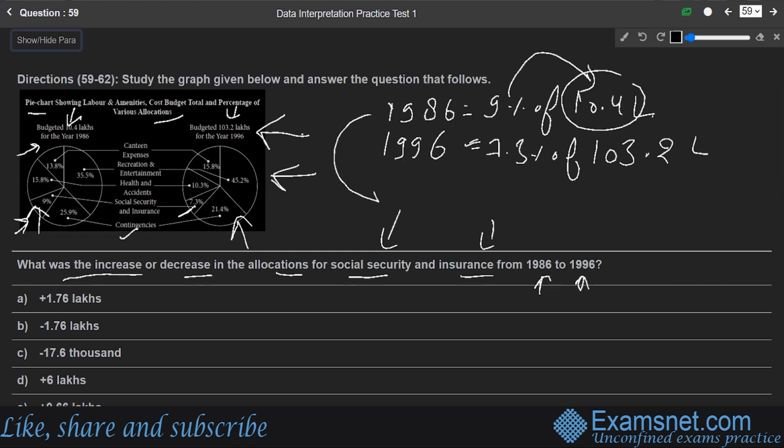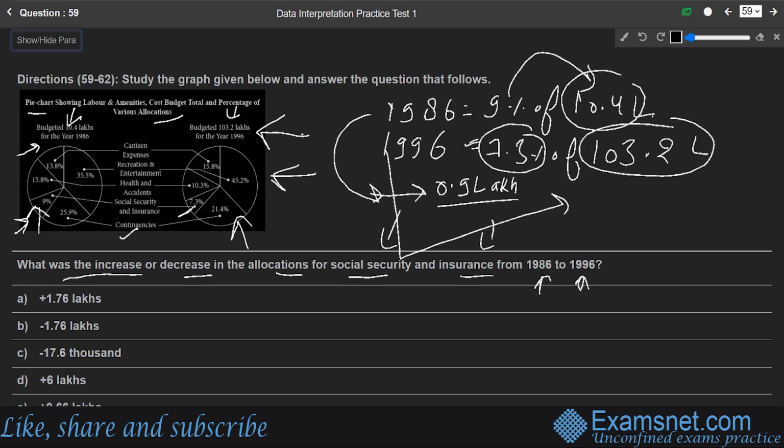So the 1986 value becomes 9% of 10 lakh, which is nothing but 0.9 lakh rupees. For 1996, let us approximate once again. For 1996, it is 7.3% of 103.2 lakhs. How can we approximate? We can find out just 7% of 100 lakhs. So 7% of 100 lakh will be nothing but 7 lakh rupees approximately. So for 1996, it is 7 lakh, and for 1986, it is 0.9 lakh.